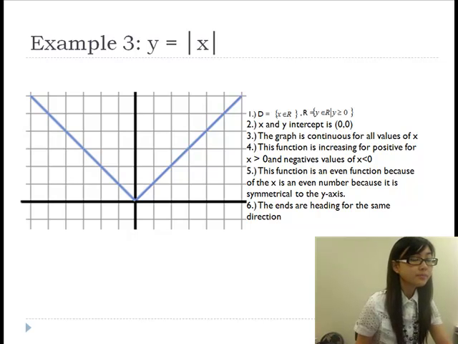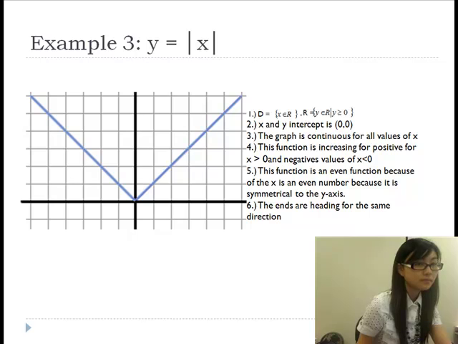There's only one intersection between the graph and the axes, and that's at 0 and 0. We can also tell by looking at the graph that the graph is continuous for all values of x. And when we look at the intervals, we can see that for all x bigger than 0, the graph is increasing. And for all values of x less than 0, the graph is decreasing. And we can tell that from the slope.